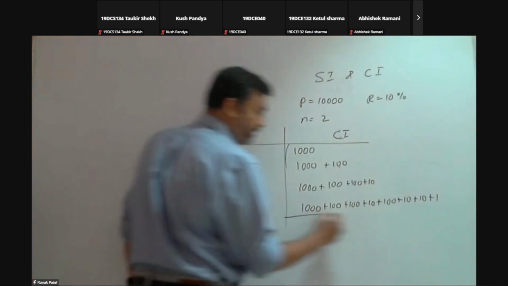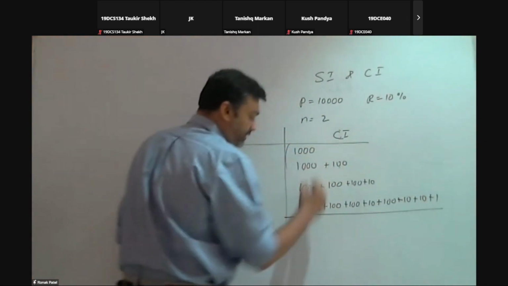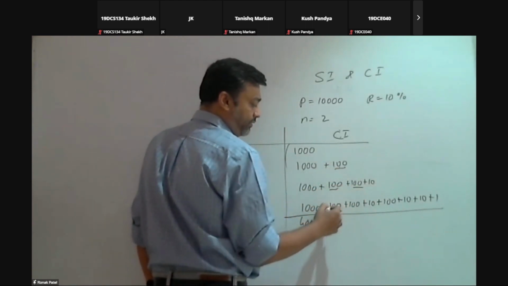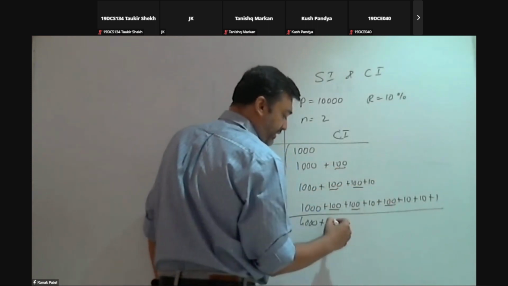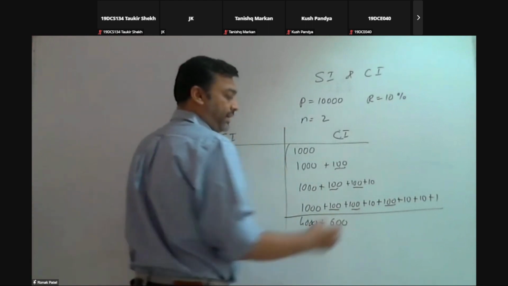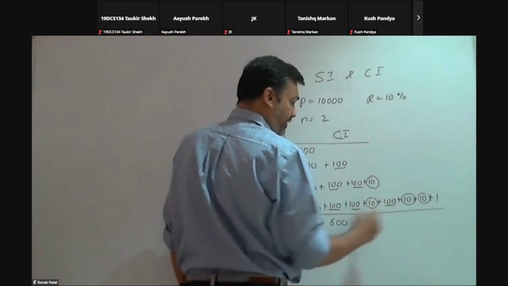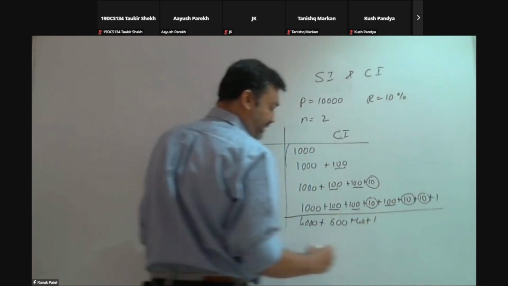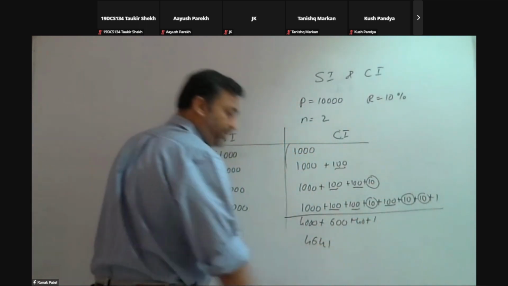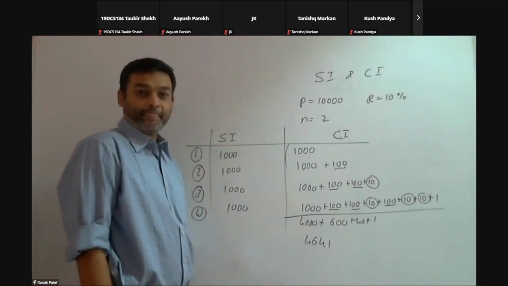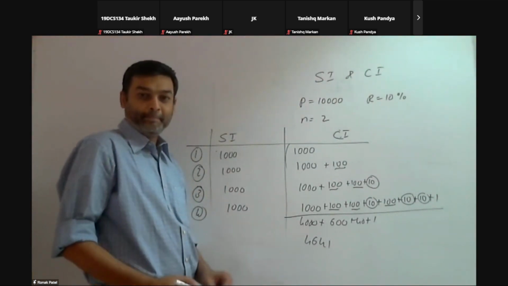If I want to calculate, this is 4,000, then 1, 2, 3, 4, 5, 600, right? Then 10, 20, 30, 40, and 1. So the answer is 4,641. This is my compound interest for 4 years. Everyone clear?